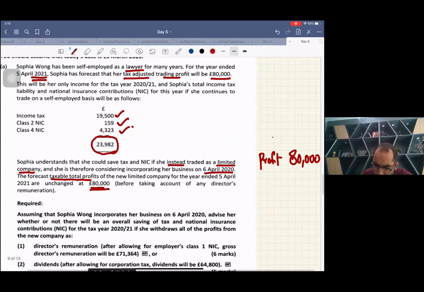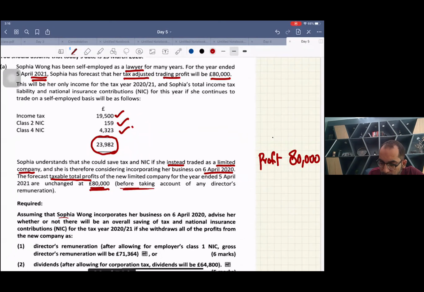See, this 80,000 is before taking account of any director's remuneration. This 80,000 is before deducting any director remuneration. Don't forget, this is an important line. Somebody asked a question in the last question. Please look at this carefully.